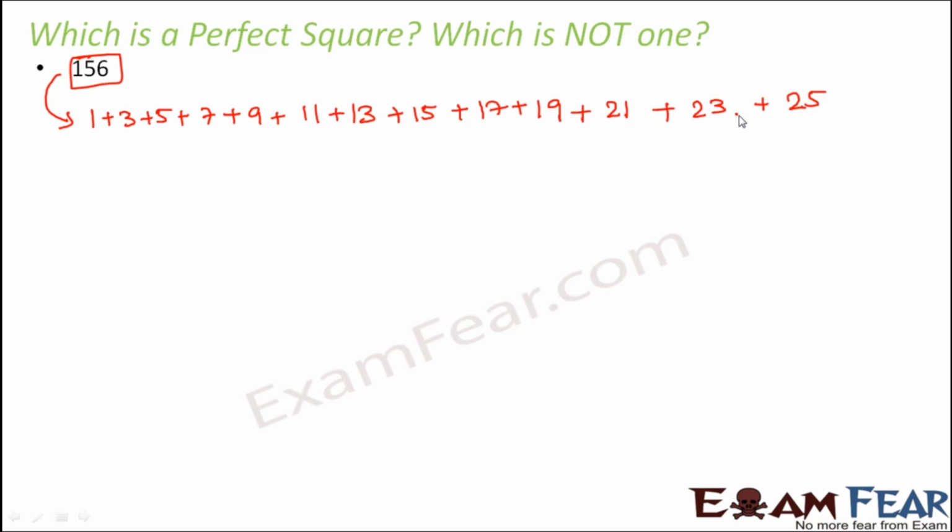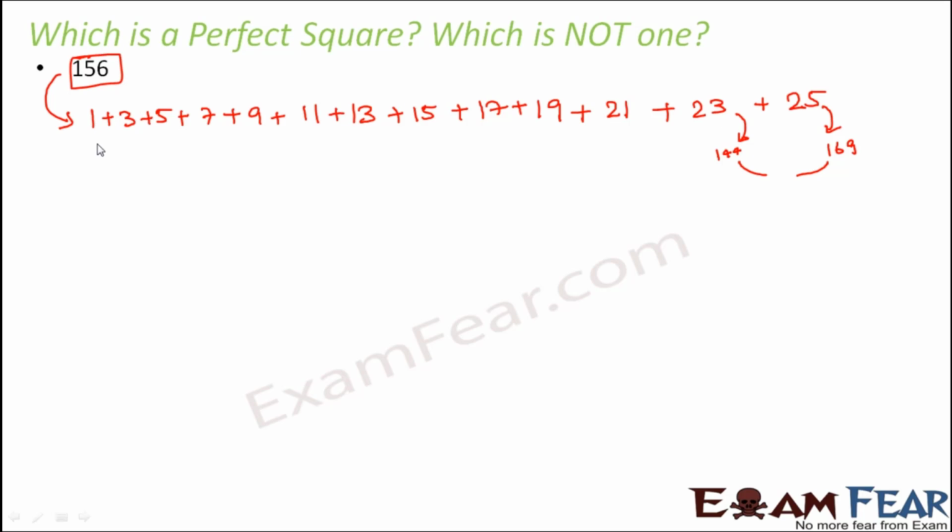So if we do the sum up to here, then it is 144. If we do the sum up to here, then it is 169, but we want 156. So 156 will lie somewhere between 144 and 169. Right, so what does this mean? This means that 156 is not a perfect square, because had 156 been a perfect square, we would have got the exact sum as 156, right?